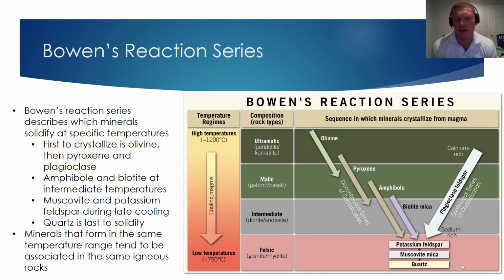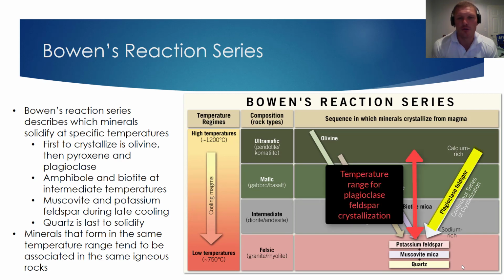Take a look to the far right side of the diagram. Plagioclase feldspars crystallize over an extremely wide range of temperatures. In fact, the crystallization for plagioclase feldspar minerals starts just a little bit below the temperature in which olivine starts to crystallize, and the crystallization continues all the way into the felsic region. Your calcium-rich feldspars will crystallize at higher temperatures, and the sodium-rich plagioclase feldspars will crystallize at lower temperatures.